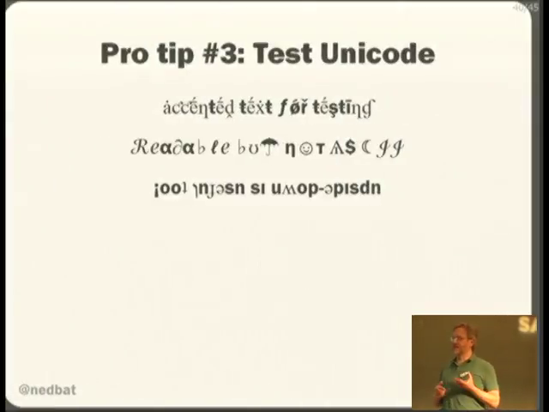Pro tip number 3 should just say test. But since this is a Unicode talk, I'll say test your Unicode. And this is where those fancy text generators come in handy. Find yourself one of those Facebook text generators, put in some text that you can read, but is still exotic text, and put it into your test system. It's a great way of making sure that everything works with all of the exotic Unicode characters. Upside-down text is awesome.